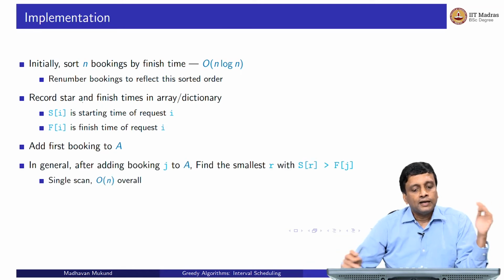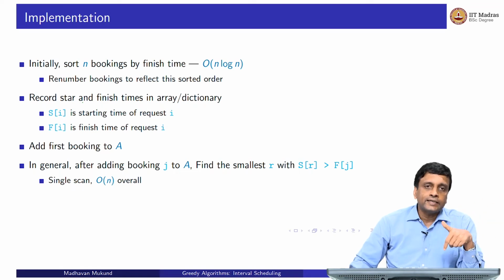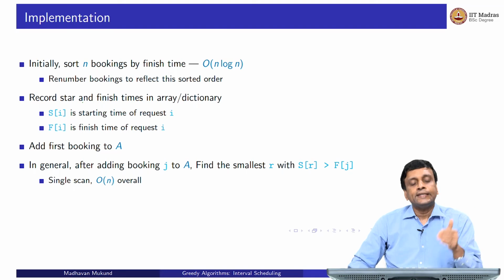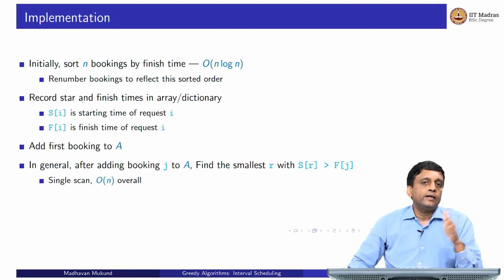So in general, after adding booking j, I need to go to the right and find the smallest r such that, of course, it will finish later than this because I am doing it in order of finish time, but it must also be compatible. So its starting time must be bigger than my finishing time, right? So I go to the right, so I will skip over everything between j and r.